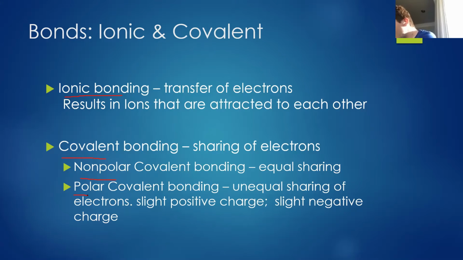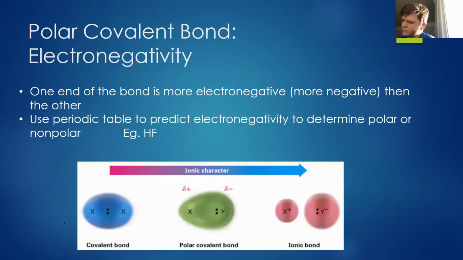For polar covalent, this is where the two atoms involved have very different electronegativities. And since they're different, one is more electronegative, meaning it wants the electrons more than the other atom. If it wants the electrons more, it's not going to share them equally. It's going to take a little bit more of that negative charge to its side. I know that can be kind of confusing, so the next slide is trying to show a picture of that occurring.